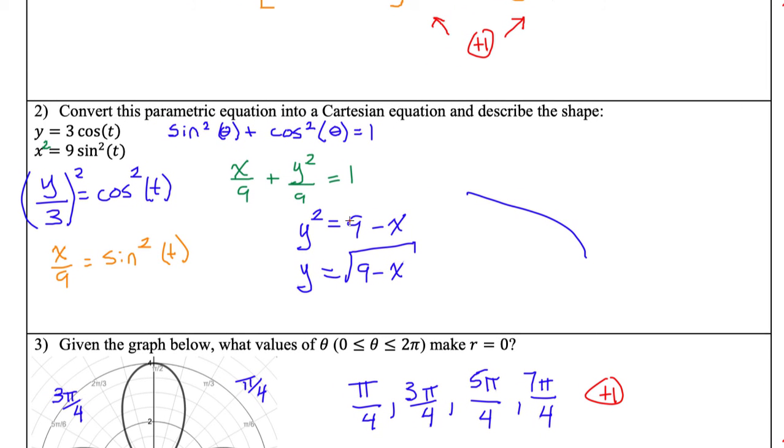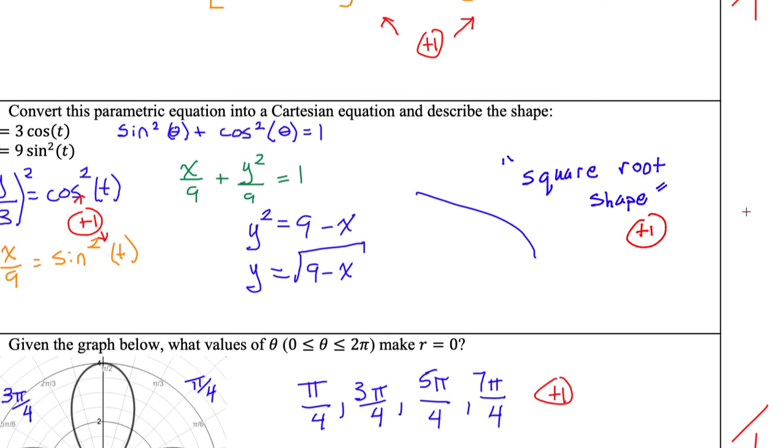1 point if you were able to get cosine squared and sine squared by themselves, so isolating those. So there and there. And then 1 point if you somehow describe a square root shape. But this is a bad problem, I'll fix it next year, so that's a squared, because it eventually should be a circle. So 1 point if you said square root shape. Plus 1. So that one was out of 2 points.